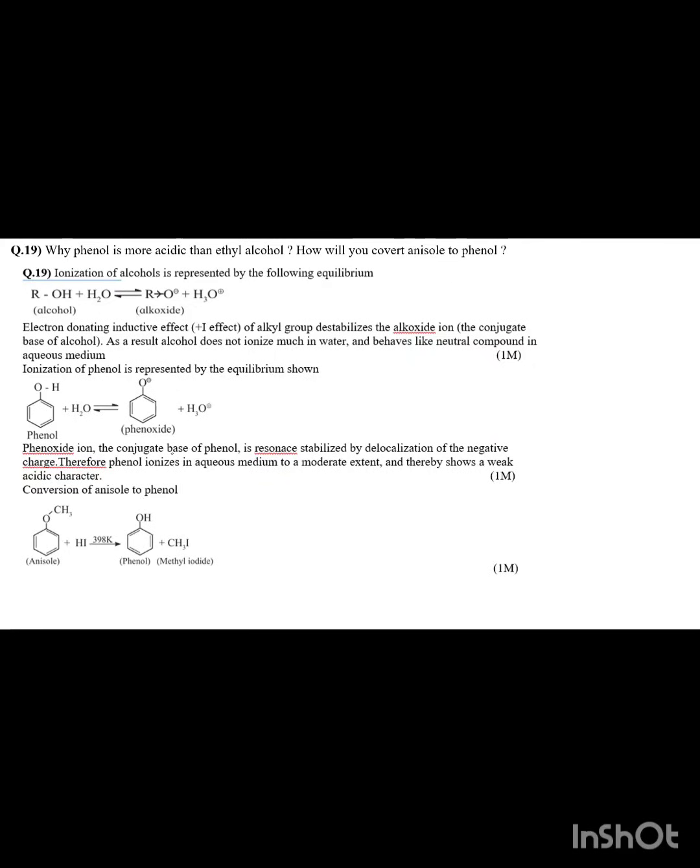So phenol is more acidic because its conjugate base is more stabilized. Second one, how will you prepare phenol from anisole? Simple, when anisole is reacted with HI, that is hydroiodic acid, you will be getting phenol along with the byproduct methyl iodide.